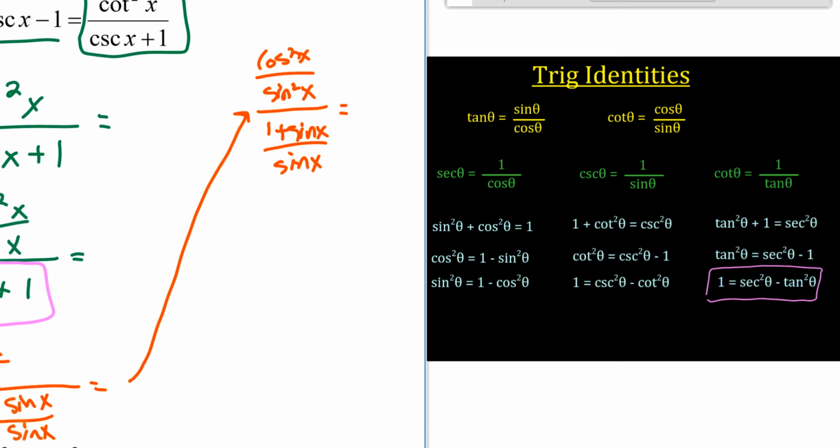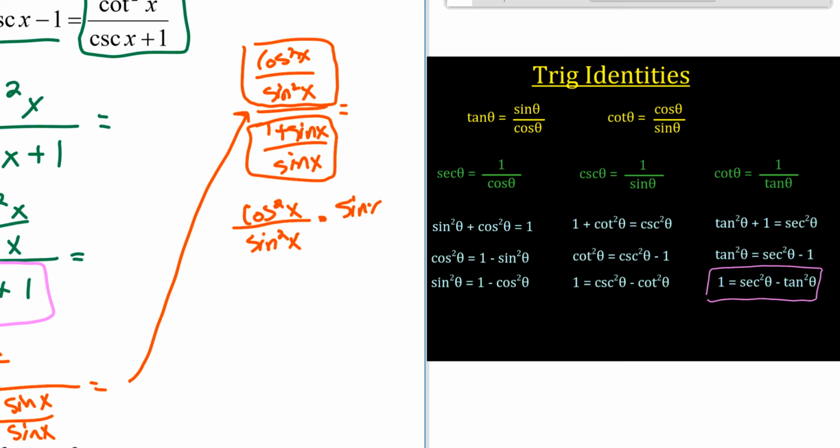Okay, well, this is not looking good, because I need to get cosecant x minus 1 somehow. I'm struggling to see where this is going to go, but I see a fraction on top divided by a fraction on bottom, so I'm going to multiply by the reciprocal, and that's going to get us to less fractions, hopefully. So we've got cosine squared x over sine squared x times sine x over 1 plus sine x.